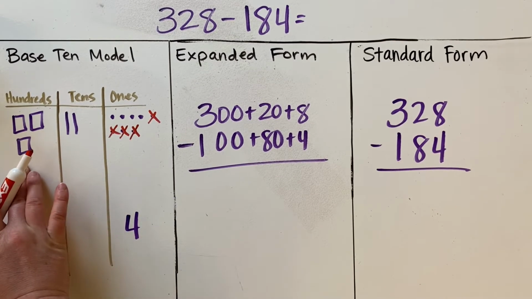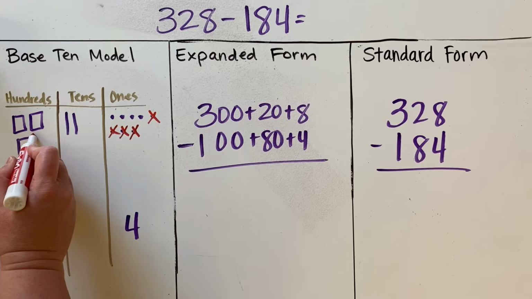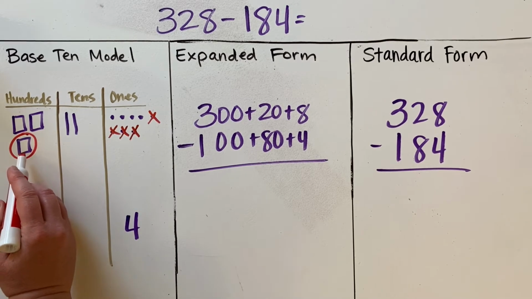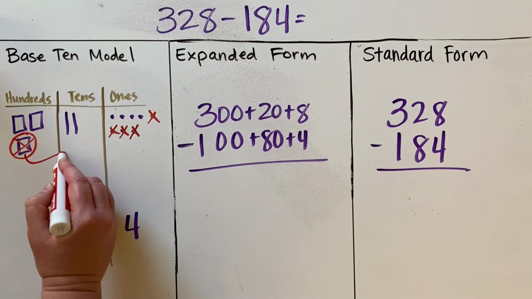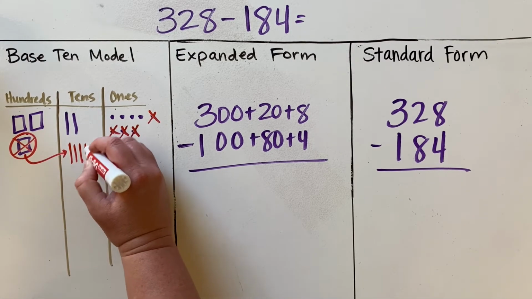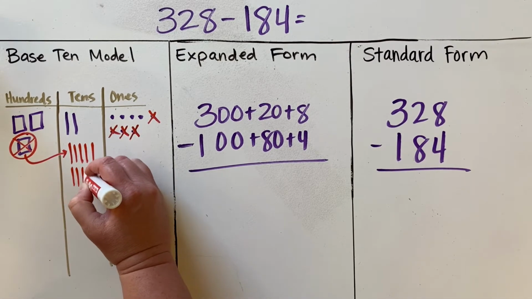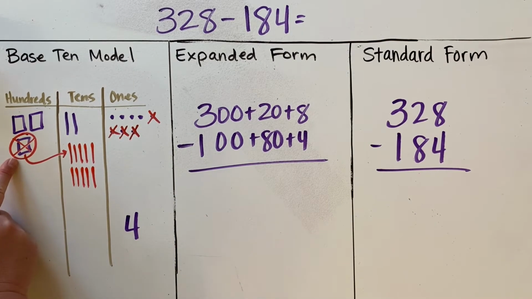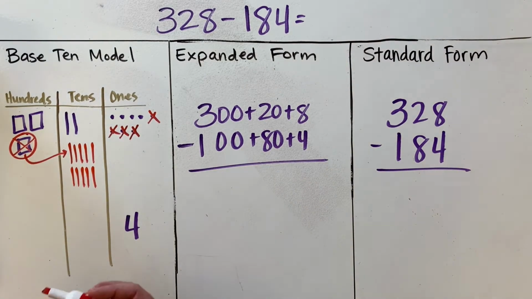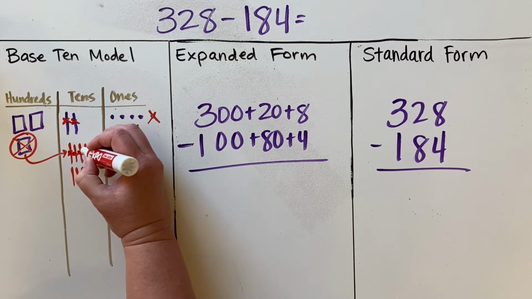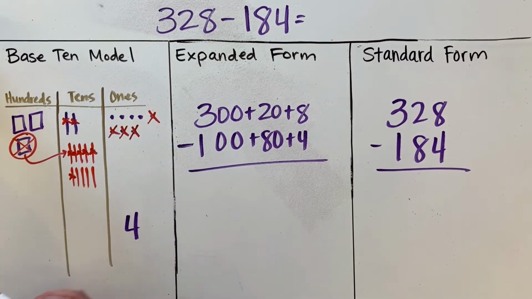But I do know that I can decompose 100, because 100 is the same thing as 10 tens. So I'm going to decompose 100 and put it into the tens place. So 1, 2, 3, 4, 5, 6, 7, 8, 9, 10. So there are those 10 tens being the same thing as 100. Now I can subtract 8 tens. So 1, 2, 3, 4, 5, 6, 7, 8.